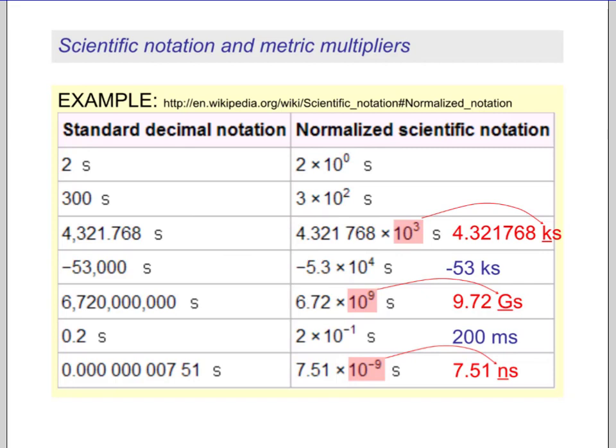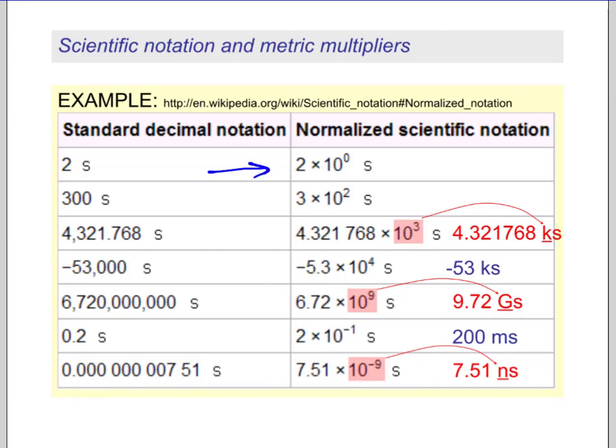All right, so let's take a quick look at a couple of these. After you've tried a bunch, it gets a little bit easier. So we're moving from standard decimal notation, where you write the number out in its full entirety, to a normalized scientific notation. So we're going to travel in this direction.